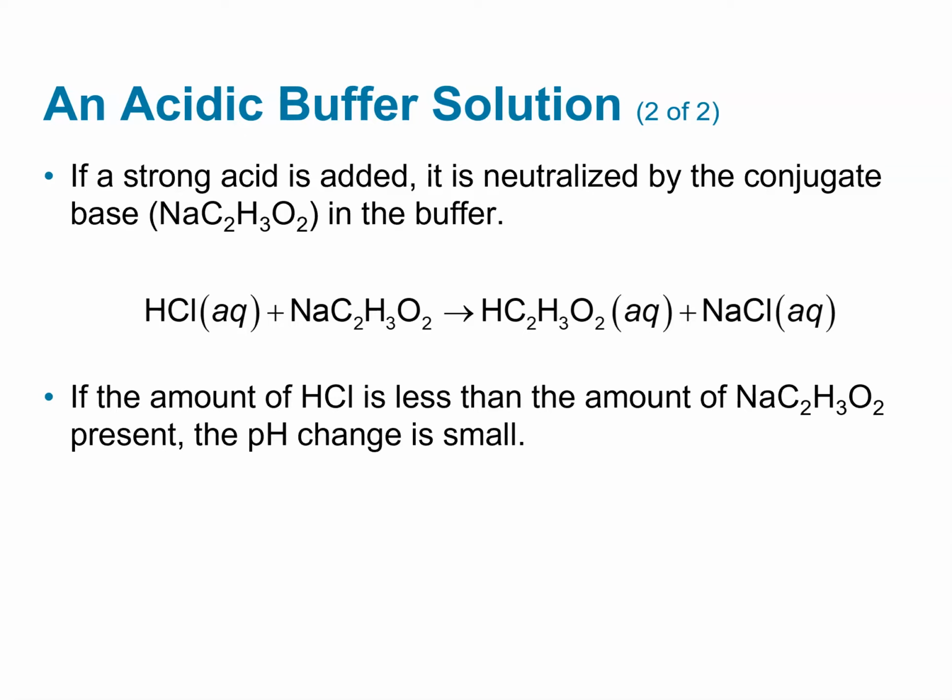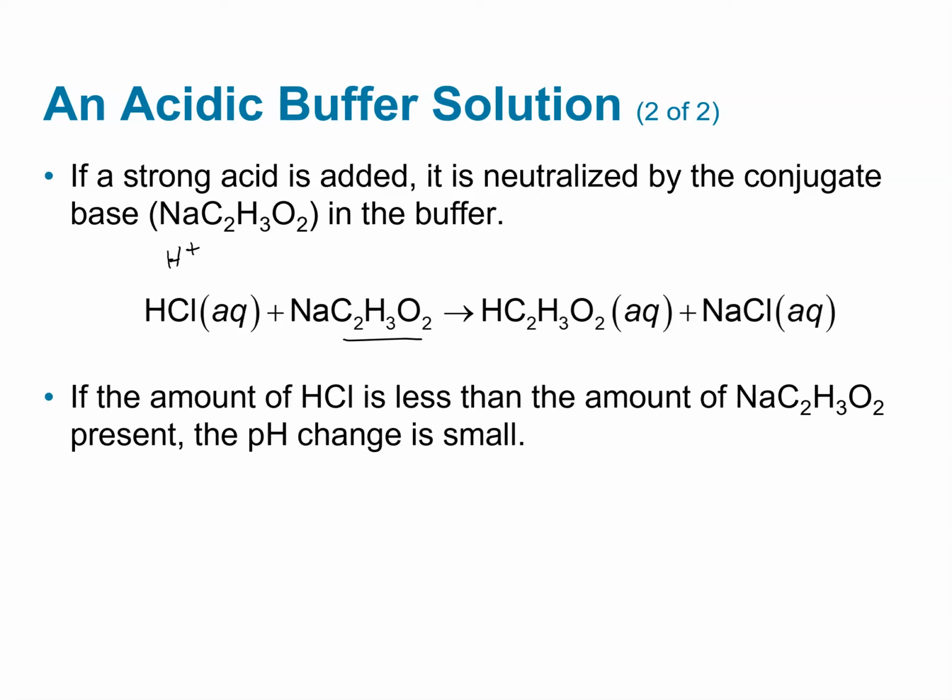So let's take a look at this. We have hydrochloric acid, which is a strong acid. It's going to fully dissociate into free protons and chloride anions. And so we can think of this as functionally protons floating around in solution. And that strong acid is going to attack our acetate, and it's going to form our weak acid, our acetic acid, and sodium chloride as a salt byproduct.